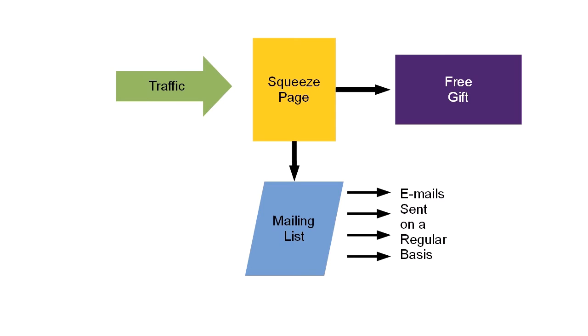At the same time, their name and email address gets added to the mailing list, and then emails are sent out to them on a regular basis. Now, obviously, the process is slightly more complicated than this, but this chart boils it down to the basics and gives you an idea as to how the whole system works.